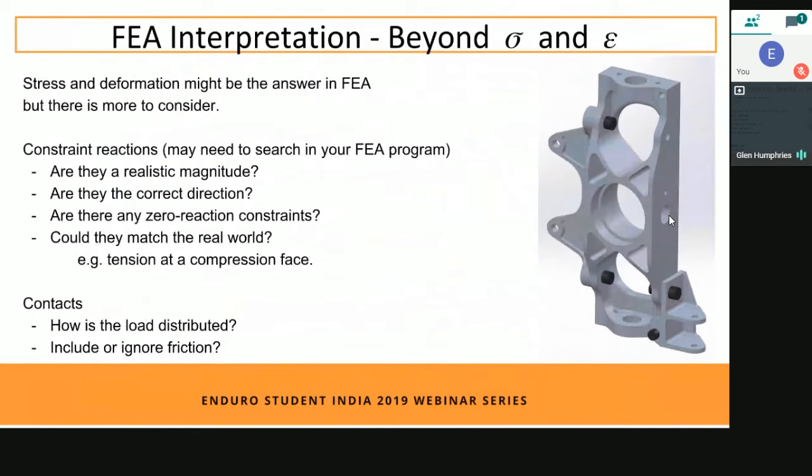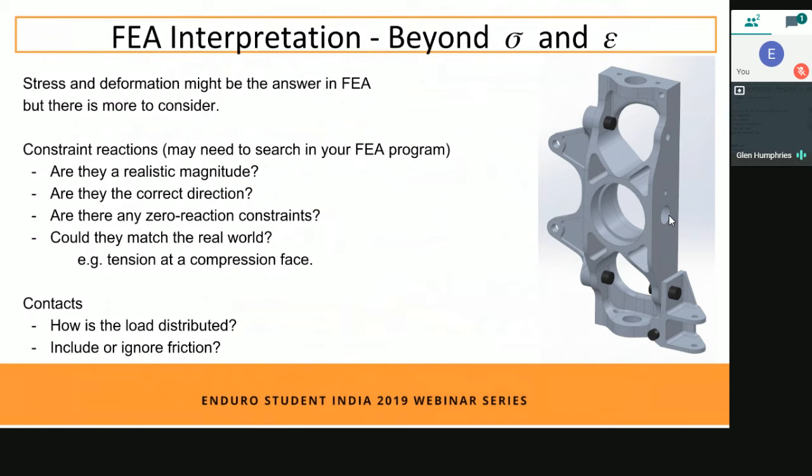All right, so those are our interpretations of FEA using stress and deformation, stress and strain. And often, like we've just gone through, that leads us to a lot of useful answers that may well answer the question we're after. But there is more to consider. There's a lot of numbers going on behind FEA, and some of them can be very useful for our analyses.